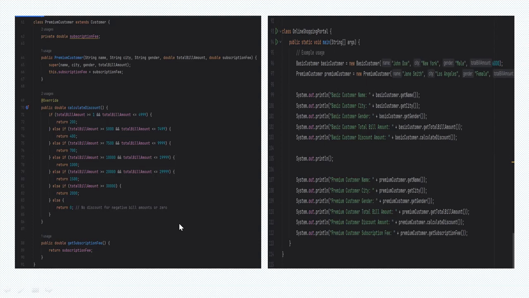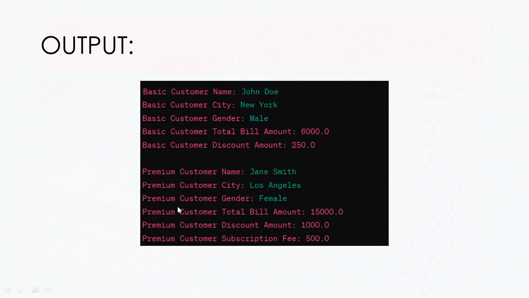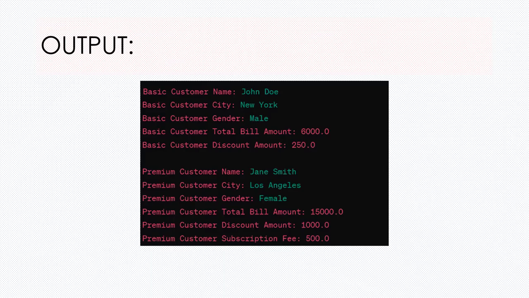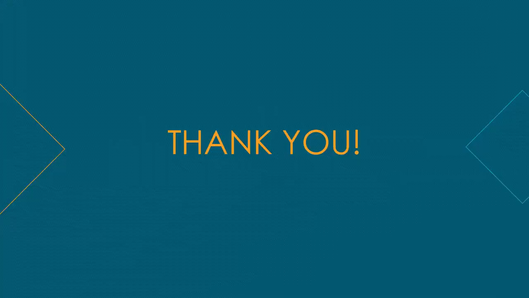And coming to the main class, the class named online shopping portal, we have created basic customer and premier customer as objects for the previous classes. And we have used system.out.println for the execution of the program. Ma'am, next slide. Ma'am, next slide. And this is a sample output for the above given program, like customer name, customer city, gender, total bill amount, and discount amount. That's it, ma'am. Thank you, ma'am.